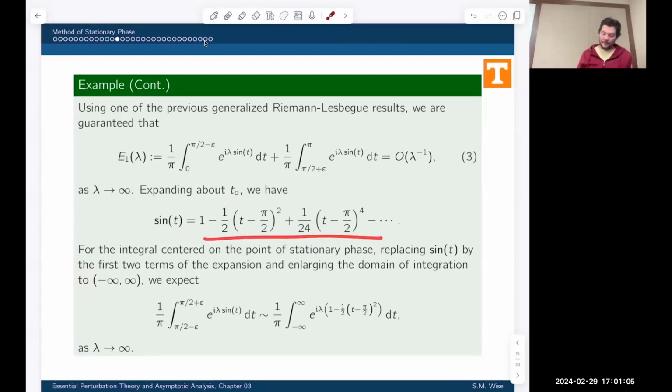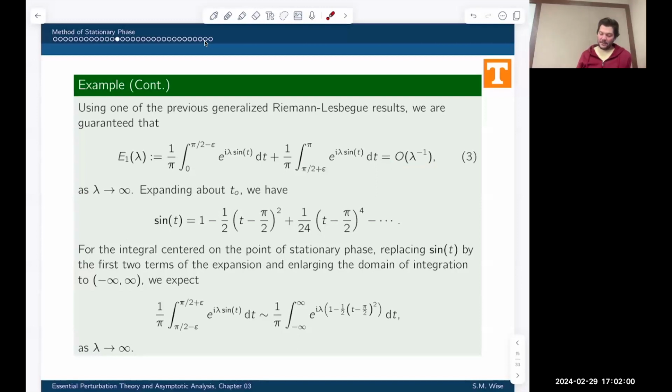The term that is linear in t minus pi over 2 goes away because obviously the derivative of sine is 0 there. Now I could think about replacing sine of t with, let's say, just this part. Remember I told you when we were doing Laplace integrals, if you did that, then you'll only ever get at best the lowest order part of your asymptotic approximation: the leading order term, no corrections. So let's do that. Let's not worry about that because we already know that we're going to neglect these tails. We can't do much with those. They're going to be order 1 over lambda.